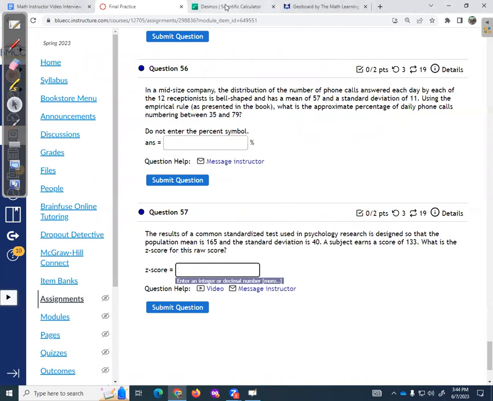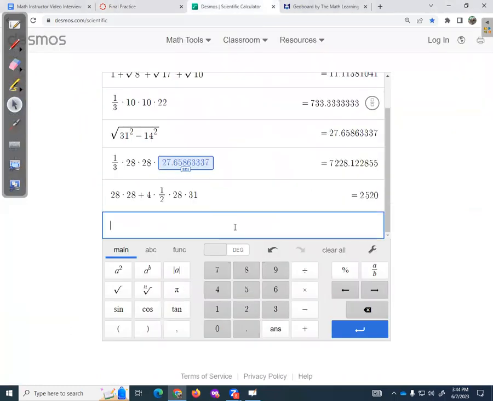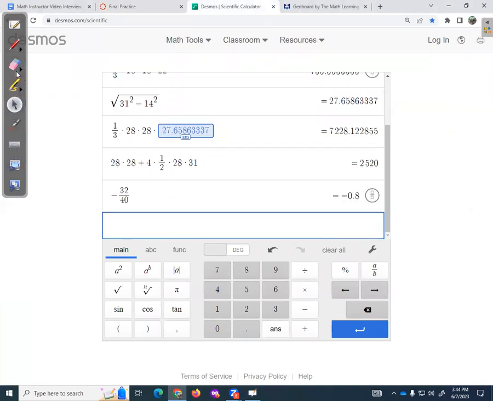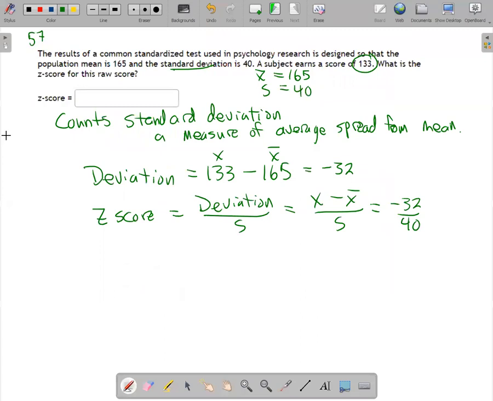Okay, so I have to make the calculation. So it is negative 32 over 40. So they have a z-score of negative 0.8. So they're just under 1 standard deviation. And that is sometimes how we rank individuals based on a larger data set, using the idea of how many standard deviations a score is from the average. And that's what a z-score counts.